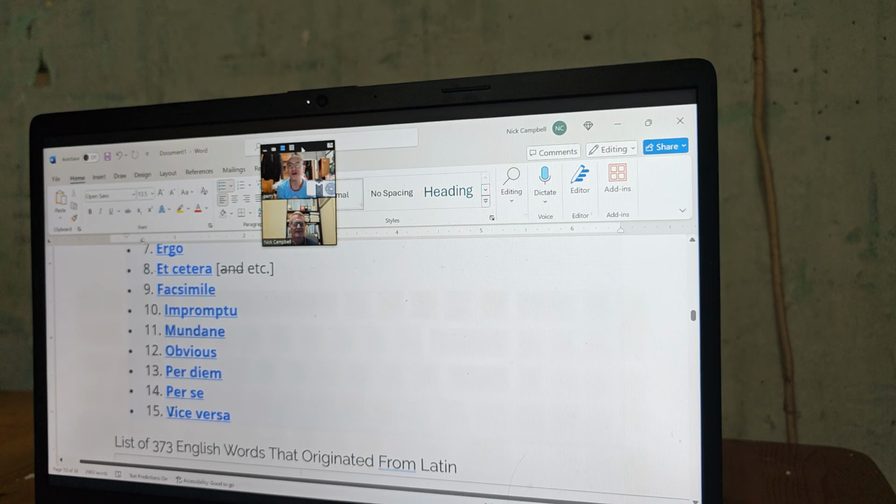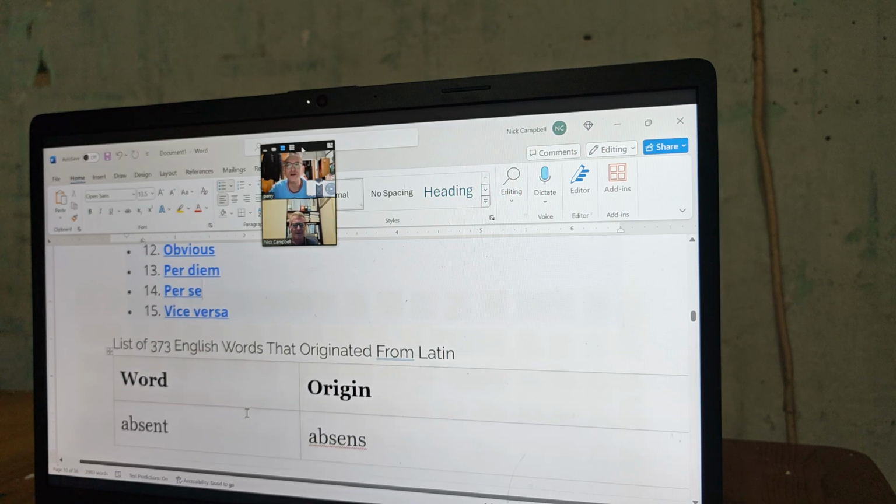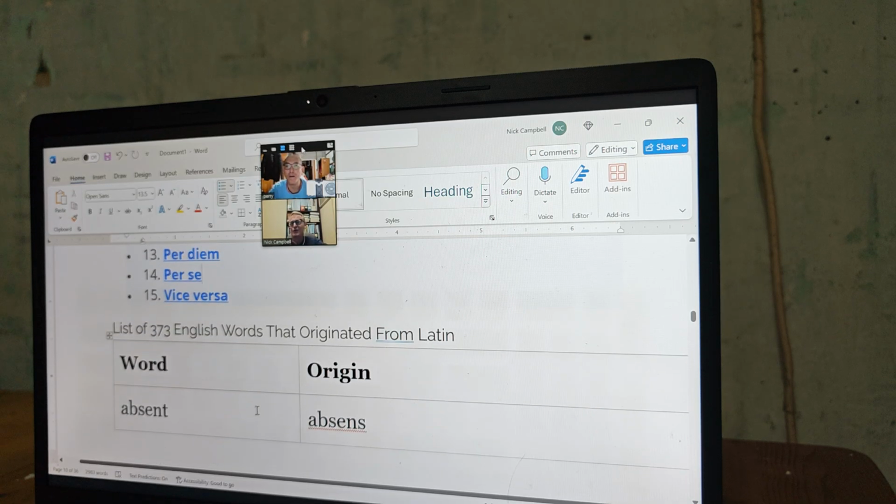Maybe you know this. Vice versa. Per diem, no. What is vice versa? Vice versa, the other way around. Yes, of course. Per diem is per day. Your charge per day. What is your fee per day? Something like that. And then we have a huge list.